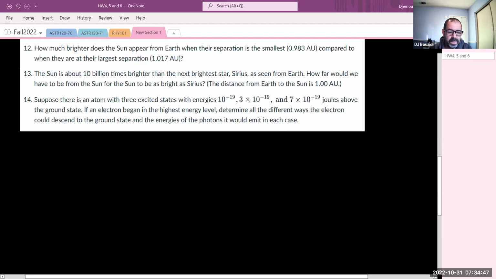If an electron began in the highest energy level, determine all three ways the electron could descend to the ground state. So here is the ground state. Here, and that is 10 to the negative 19 joules, or about electron volts. And this is 3 times that much.